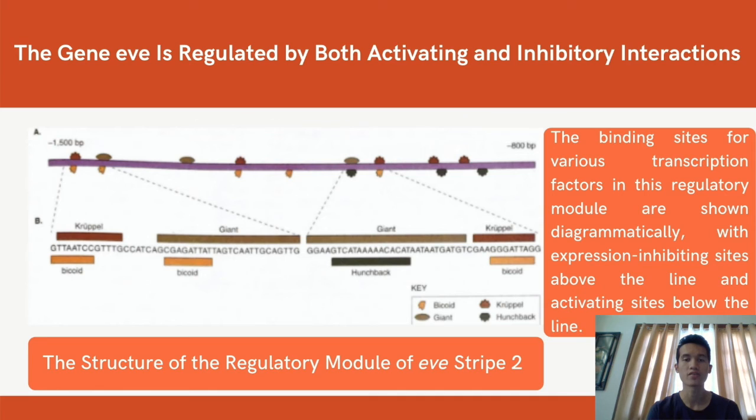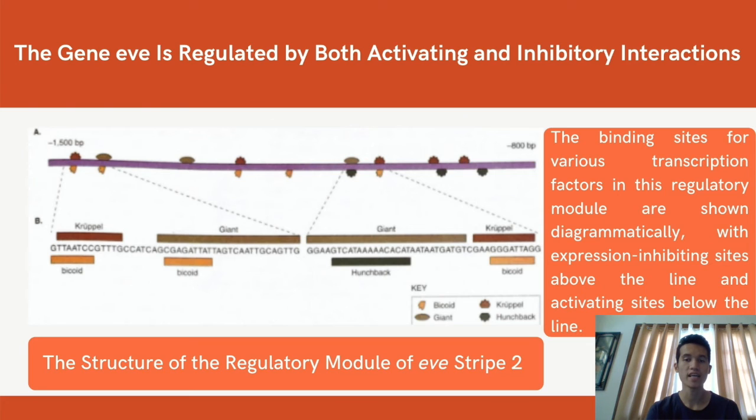In this figure, it shows the binding sites on Eve for several proteins. The sites are in a region 800-1500 base pairs upstream from the transcription starting point. In figure A, we show the relative binding positions for the 4 proteins, and B shows the exact binding sites of regions where 2 different factors can bind to a particular gene.